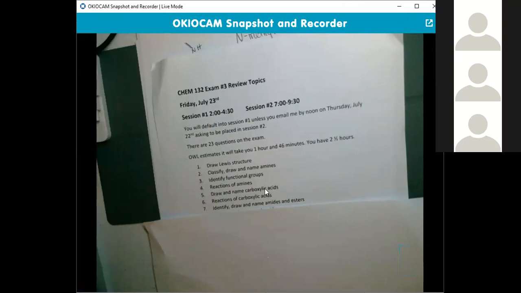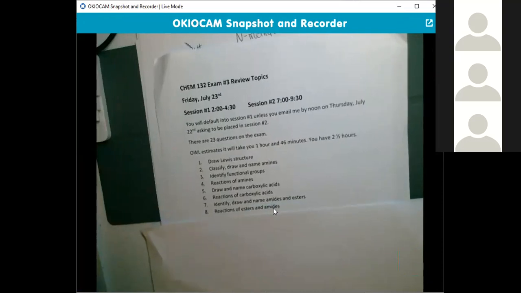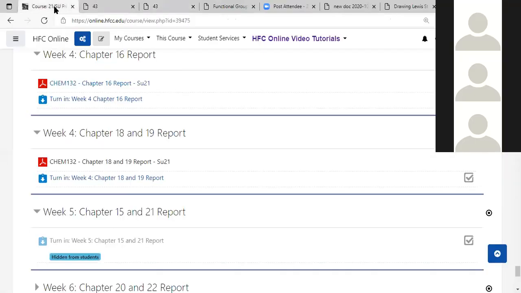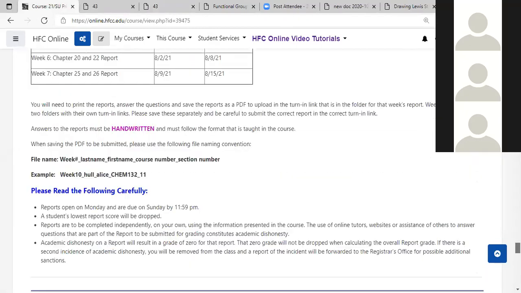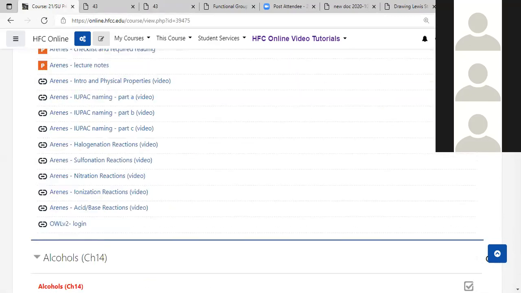Okay. Then over here, drawing and naming and reactions. Identify, draw, and name amides and esters, and then the reactions. Breaking it down into those might help. But I do want you guys to go out here and just take a look. There's so much stuff out here, you guys.